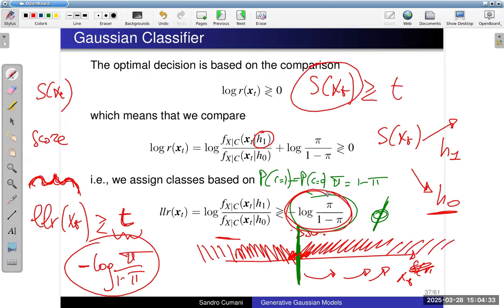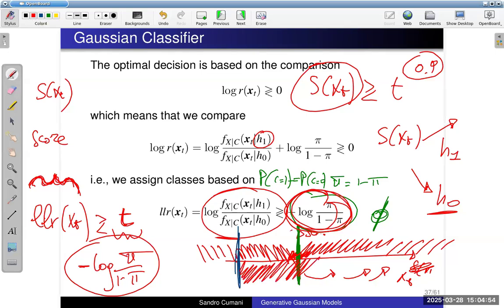For example, if my prior probability for cat is 0.9, it means that I need a much stronger likelihood from the classifier that suggests that the dog hypothesis is true before I move to the dog hypothesis. So in this case, I may end up labeling whatever lies in this area, and here this blue line is minus logarithm of 0.9 divided by 0.1.